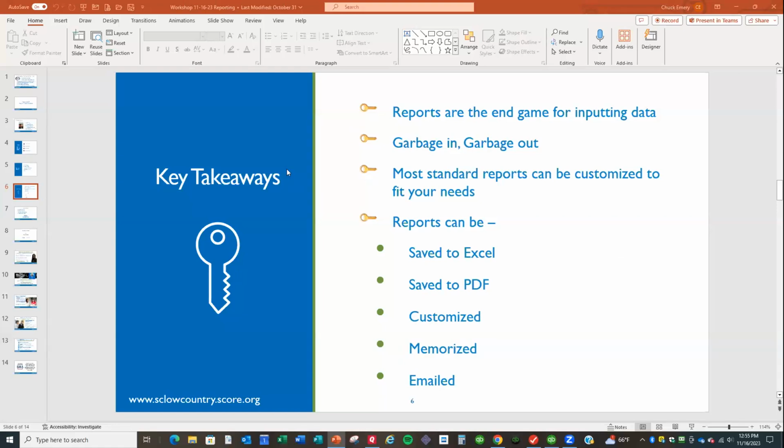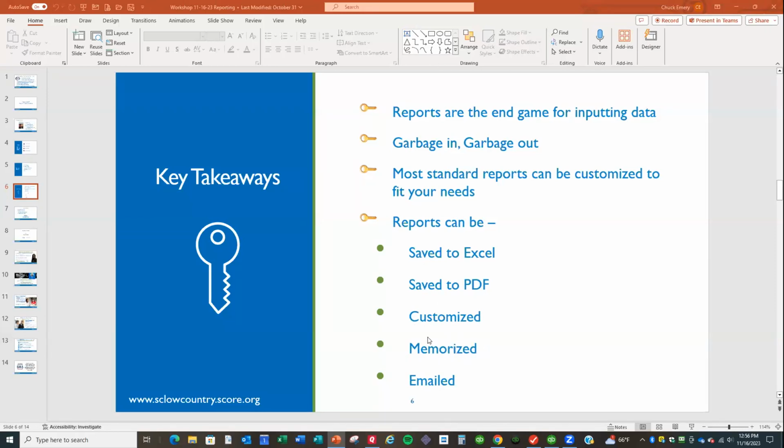I guess I got the key takeaways here. Okay, reports, they're the end game for inputting data: garbage in, garbage out. Most standard reports can be customized to fit your needs. You could be surprised, if you spend a little time with these things, how much you can really customize them. Reports can be saved to Excel. They can be saved to a PDF, and this is for sending them externally, either to a bank or to your accountant.